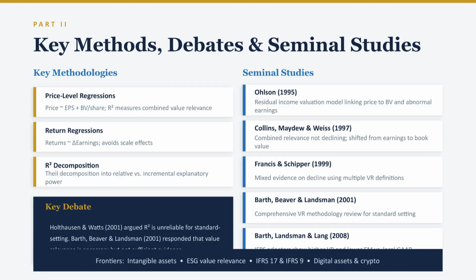Return regressions. Regress stock returns on changes in earnings and levels of earnings. This approach avoids certain scale effects inherent in price level models. Incremental versus relative explanatory power. Decompose R² into components attributable to each variable alone, relative, and the additional explanatory power each adds beyond the other, incremental, following the Theil 1971 decomposition. Cross-country comparisons. Compare value relevance across countries with different accounting standards, legal systems, and enforcement mechanisms to identify institutional determinants.